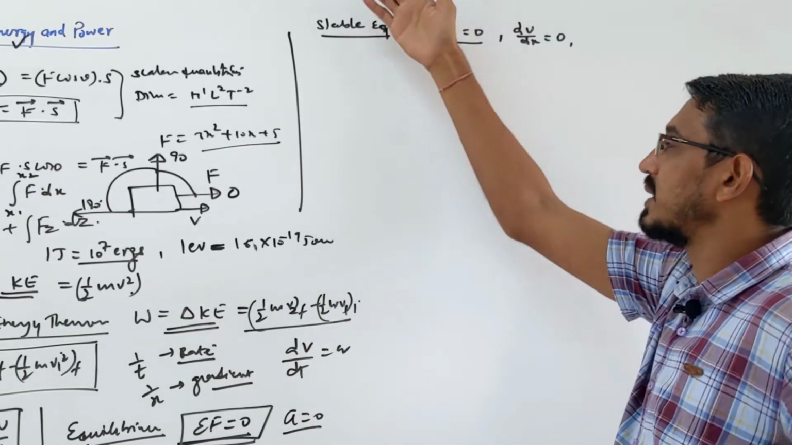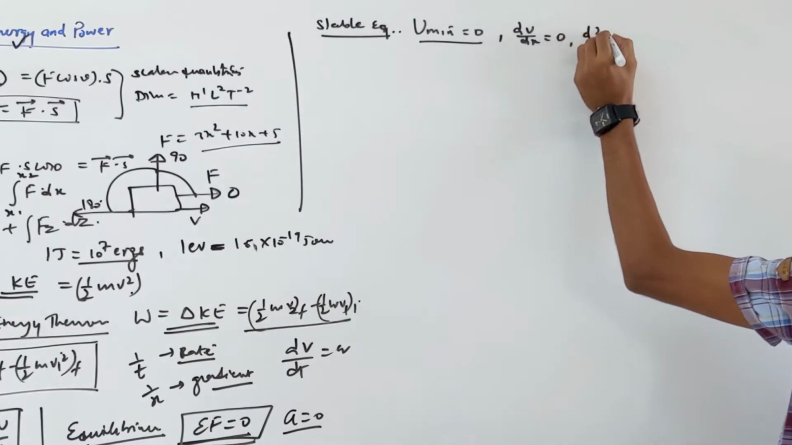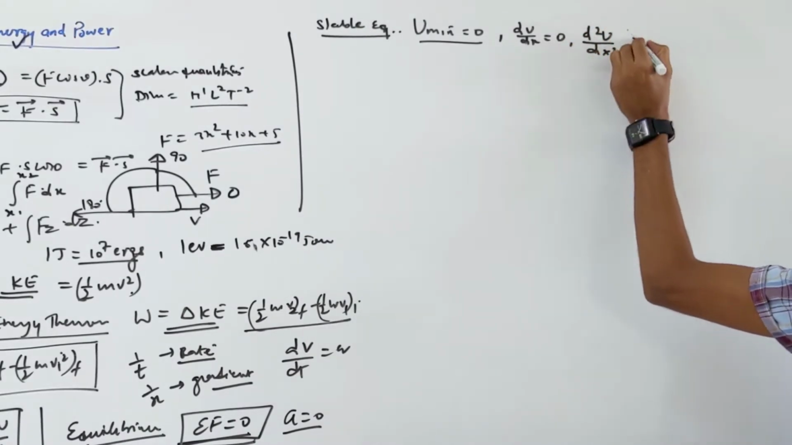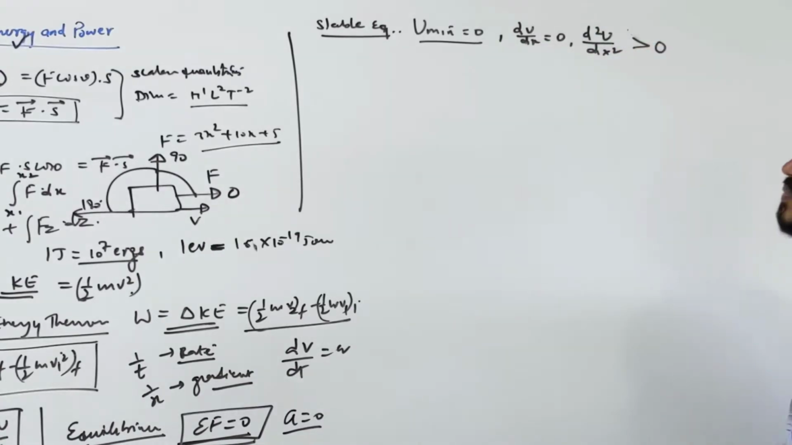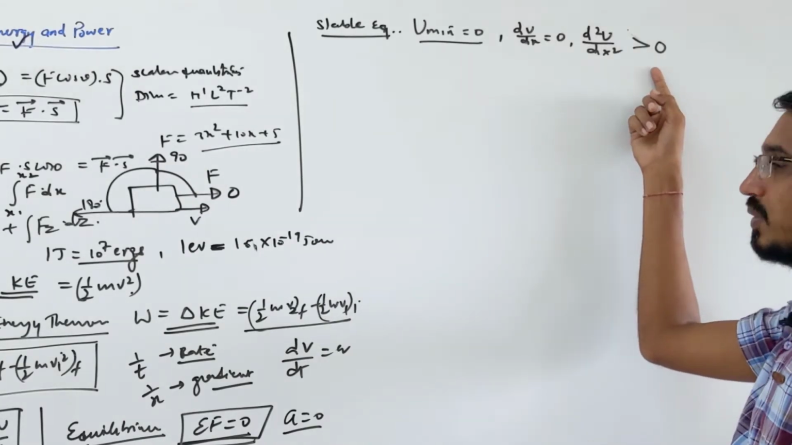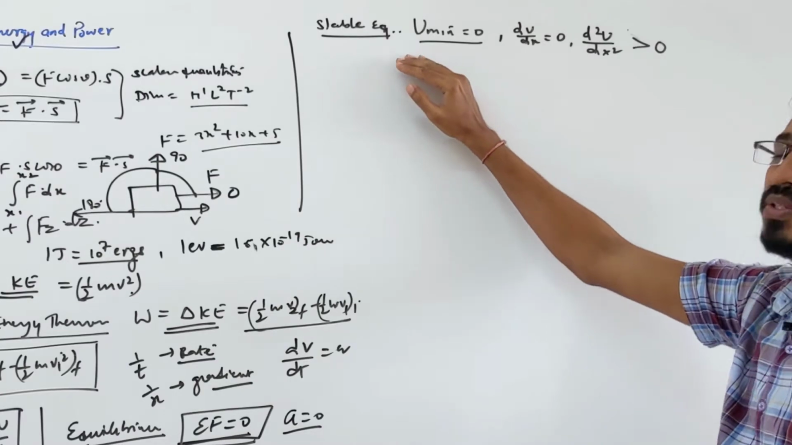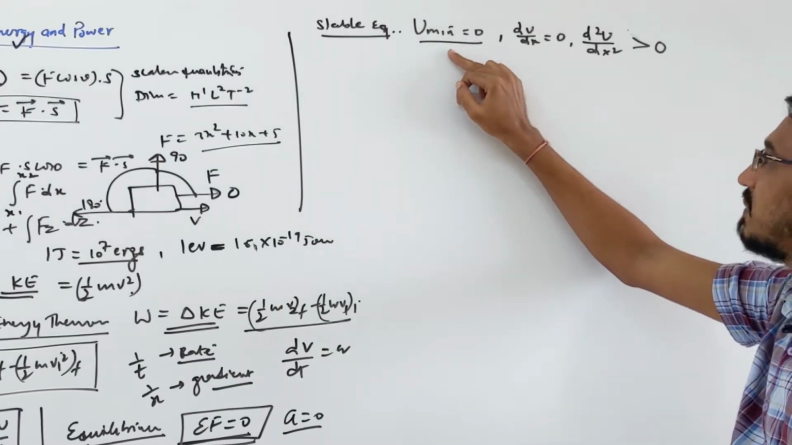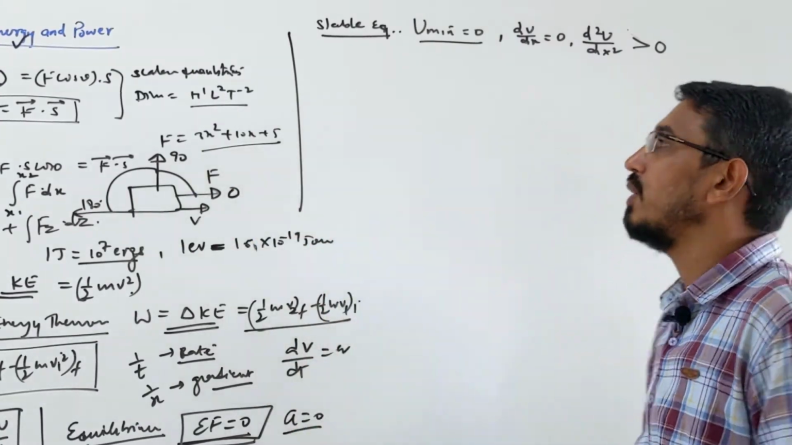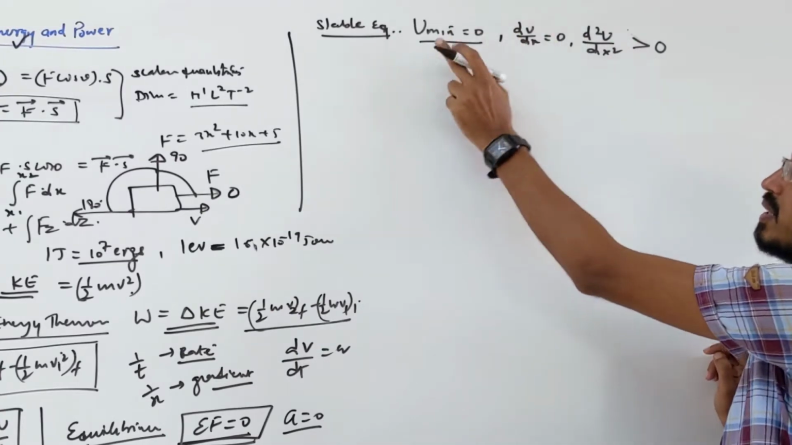Then how do we know whether it is stable, unstable or neutral? You double differentiate the same energy equation. If your final double differentiation answer is greater than 0, meaning positive, then this is called stable equilibrium, and the energy will be minimum. So if you want to find the minimum value of anything, you double differentiate and see the answer. If the answer is more than 0, that's called a minimum value.